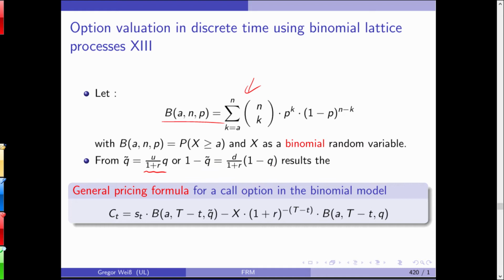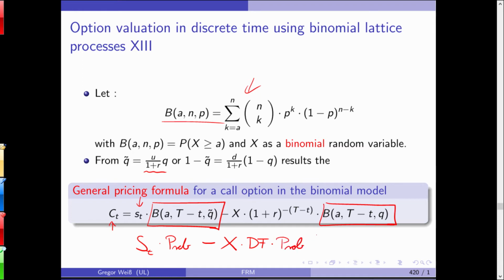That is, the price of a call is given by the current stock price times a binomial probability, minus the strike times 1 plus r taken to the minus capital T minus t power, times again a binomial probability. So S_t times a probability minus strike times discount factor times a probability. Does this remind you of something? Any idea?